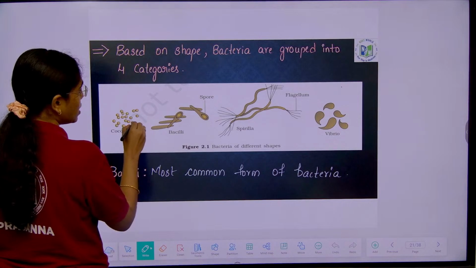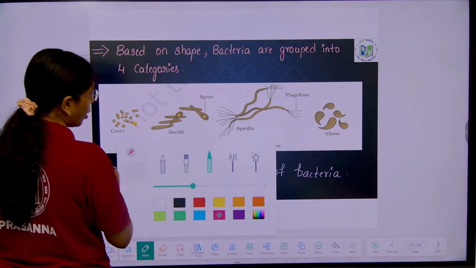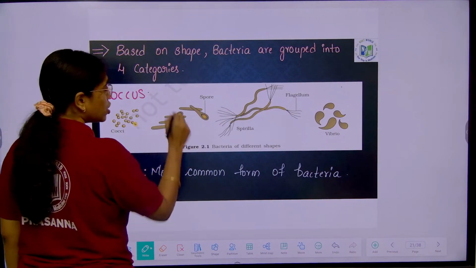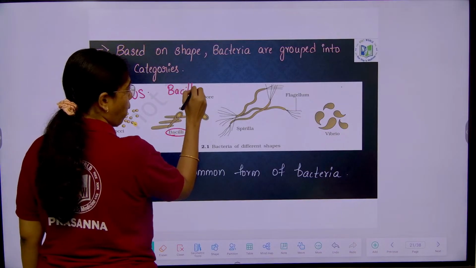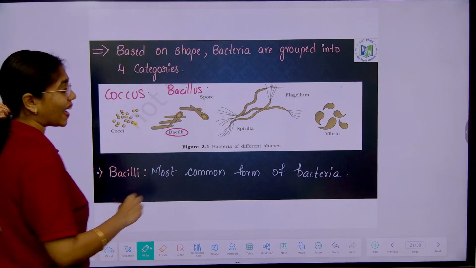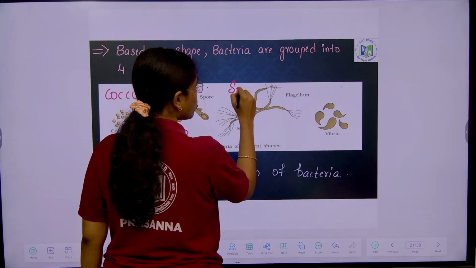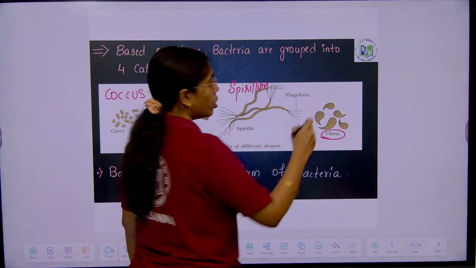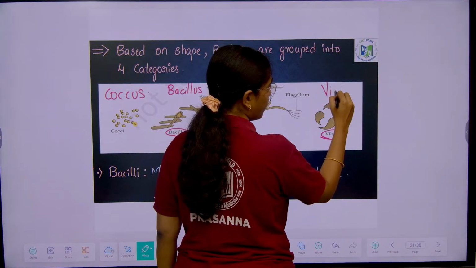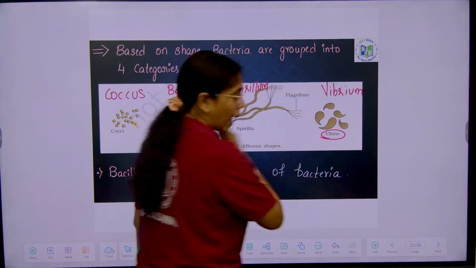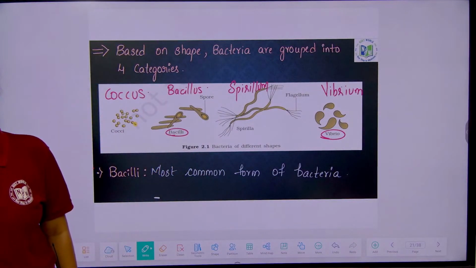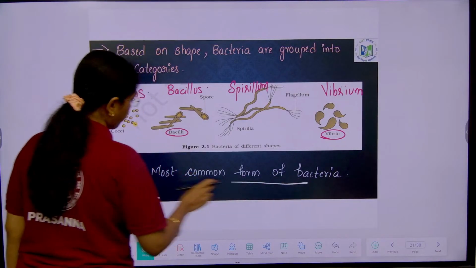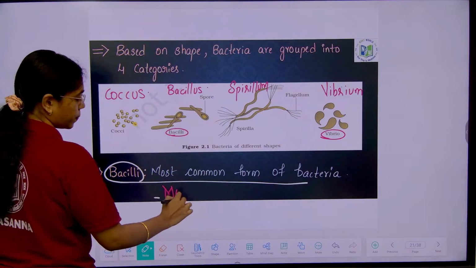If it is spherical like this, cocci, singular form, coccus. Rod shaped, bacilli, singular, bacillus. Spiral shaped, spirilla is the plural, singular, spirillum. Comma shaped, vibrio, plural is vibrios, singular, vibrio. Amongst all these, which is the most pathogenic bacteria? Bacillus, most pathogenic, most common form of bacteria and most pathogenic as well.